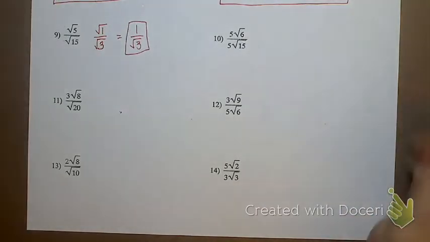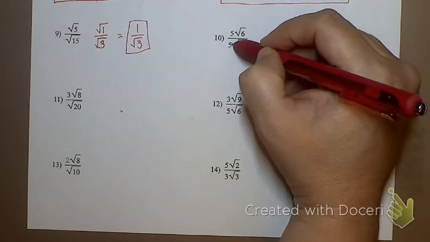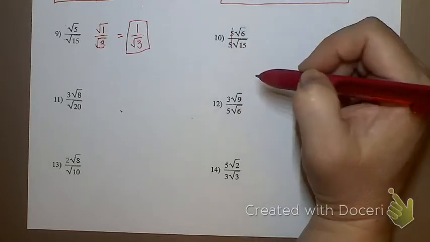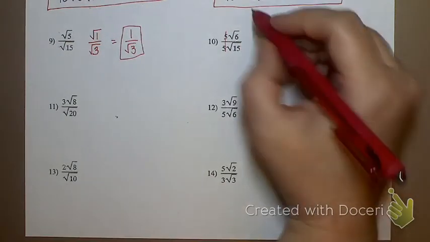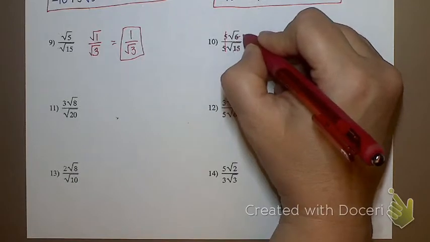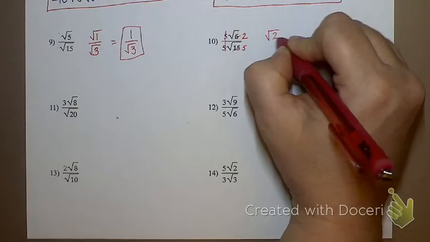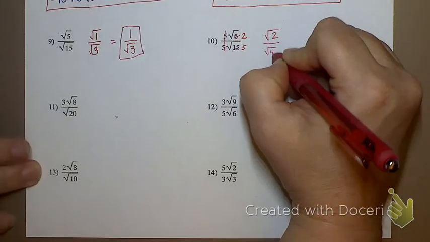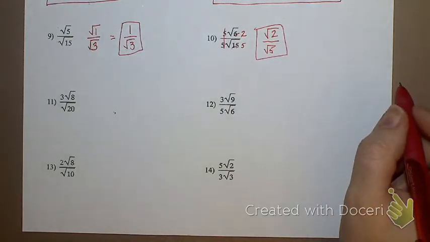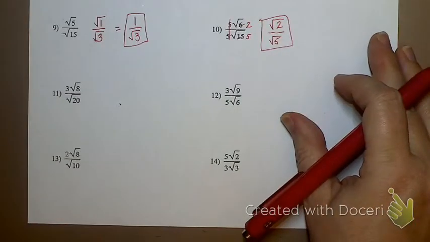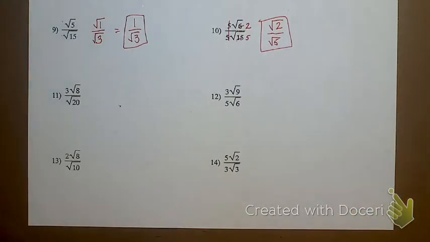Number 10. What can I do? Well, I have a 5 outside and a 5 outside. So what can I do with them? I can cancel them. Can 6 over 15 reduce? They're both divisible by 3. If I divide by 3, I get 2 and 5. So I'm left with radical 2 over radical 5. Pretty quick, huh? Okay. All right, you try the remaining 4.